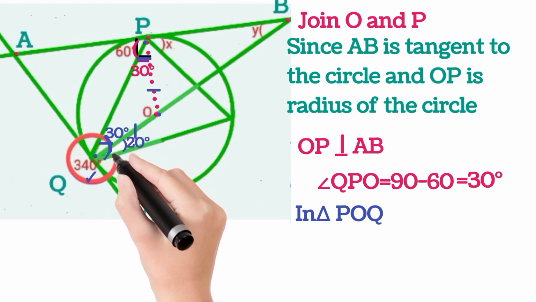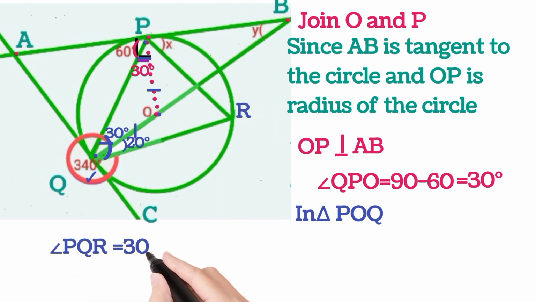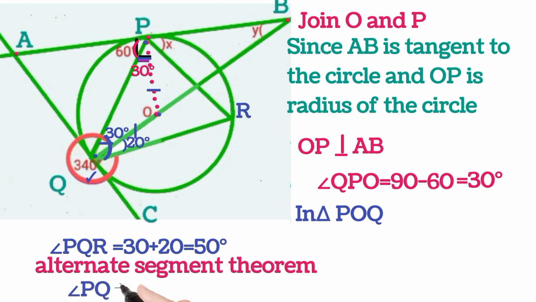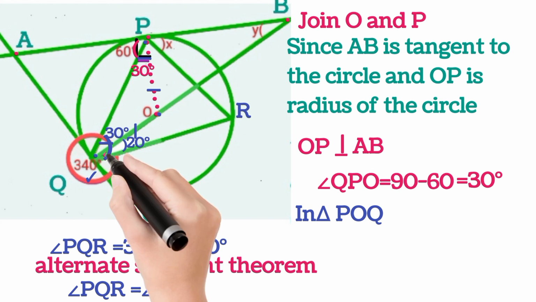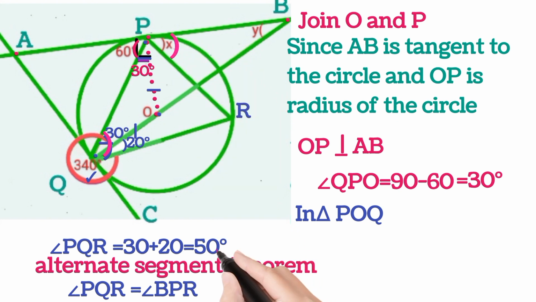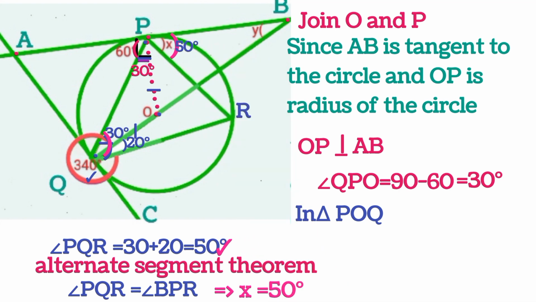Now this total angle, if this point is R, angle PQR will be equal to 30 plus 20, that is 50 degrees. Now by the alternate segment theorem, we know angle PQR is equal to angle BPR, that is, this angle will be equal to this angle. Now PQR is 50 degrees, so angle BPR, that is X, will be 50 degrees.